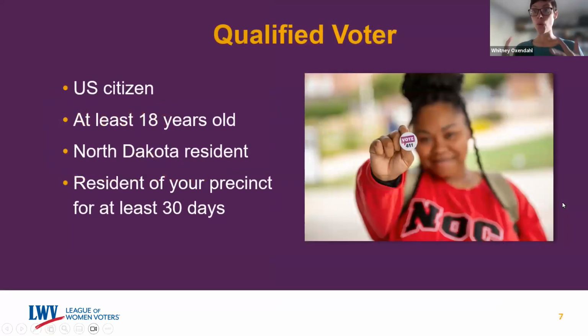All right, so when you're looking at that page, you'll see this term, qualified voter. This is what qualified voter means. You're a U.S. citizen, at least 18 years old on election day. You're a North Dakota resident, and you've been a resident of your precinct for at least 30 days. So these are the basic qualifications. Some offices have more qualifications, usually related to age or residency, but qualified voter means this.